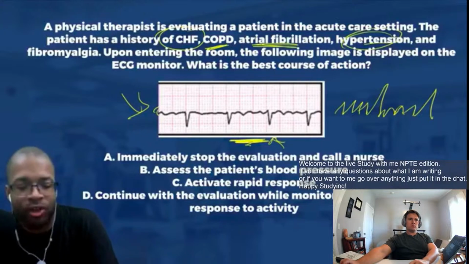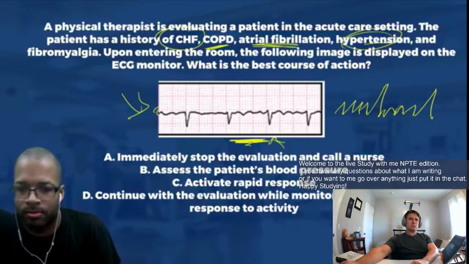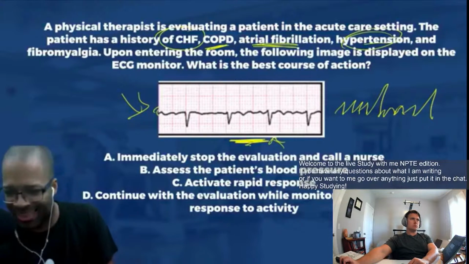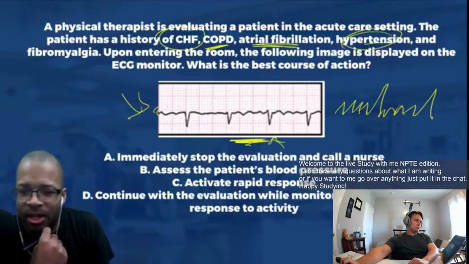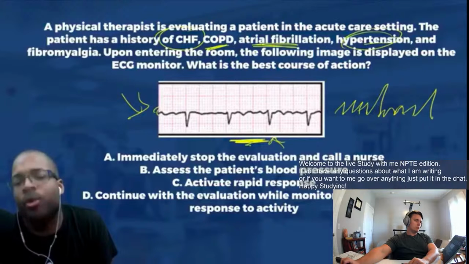So let's go down and start dissecting the answer choices. We have A, immediately stop the evaluation and call the nurse. All right, this is a good one. I like these questions right here. The reason why I like them is because it's like, do I stop the eval and call the nurse? My question to you is, well, why would we stop the eval? What is our purpose? Why are we doing it?